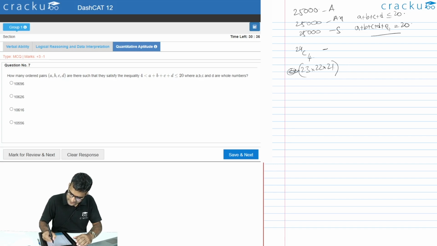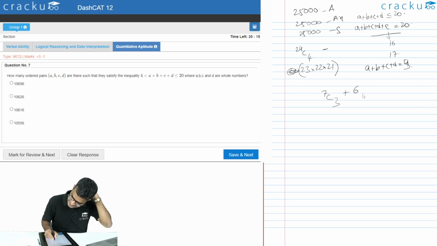Okay. The first case is E is equal to 16. Then E is equal to 17. From this, we will subtract A plus B plus C plus D is equal to 4. This is 7C3 plus 6C3 plus 5C3 plus 4C3 plus 3C3. We have to subtract this.